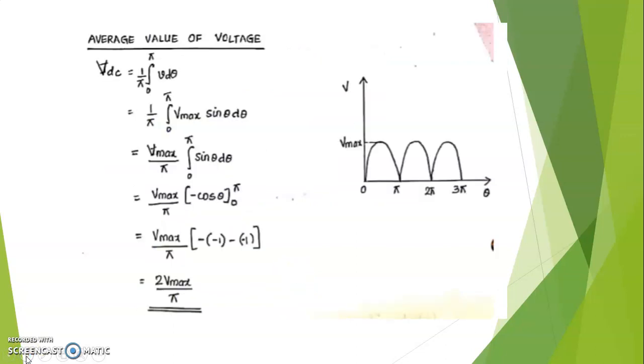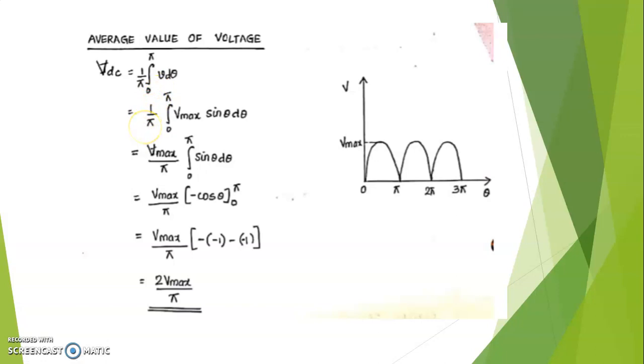So, in order to derive the term, consider this output waveform of the bridge rectifier. The x-axis is theta and the y-axis is the voltage. The maximum value of this waveform is Vmax. So, we write VDC is equal to 1 by the cycle at which the waveform repeats. The waveform repeats at every pi interval, so we will write the integration from 0 to pi, v d theta. Small letter v stands for instantaneous value.